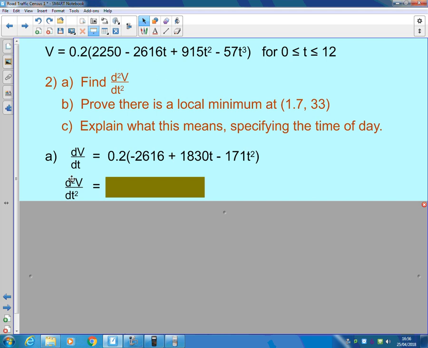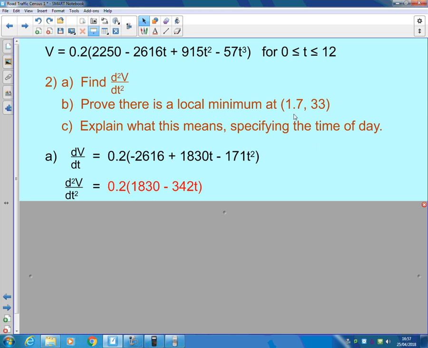For d²V over dT², I do the same thing again. So 0.2. The number disappears. Here 1830T just goes to 1830. Here, multiplied by the 2, comes to minus 342, two lots of that, and T to the power 1, which is T. So that's d²V over dT². We've done that. Now, prove there is a local minimum at 1.733. To prove there's a local minimum at that point, we've got various things to prove. Firstly, we need to prove there's a stationary point there.